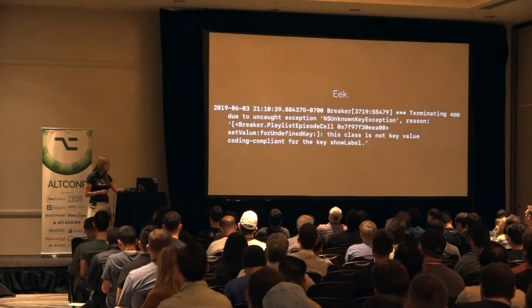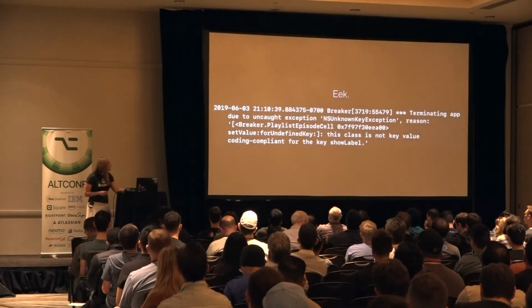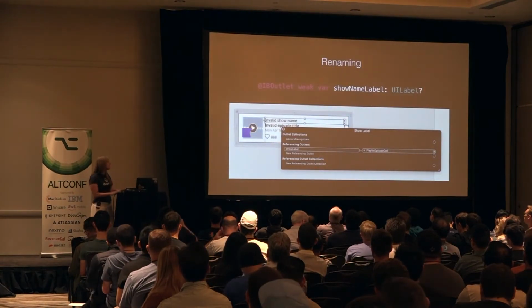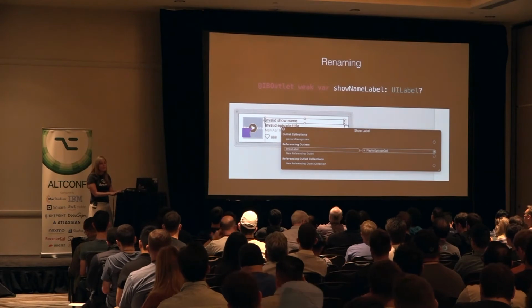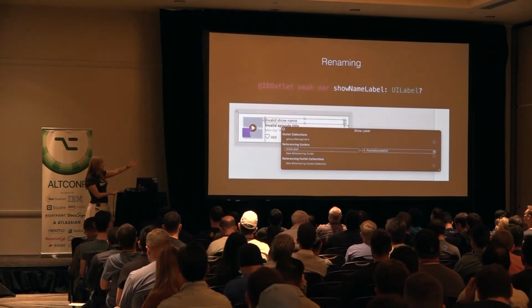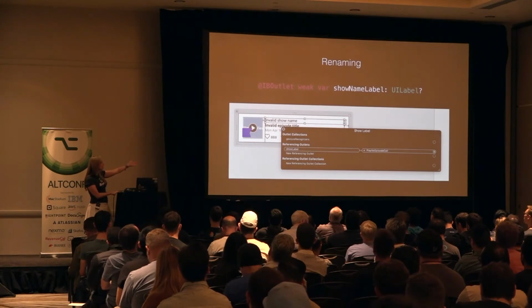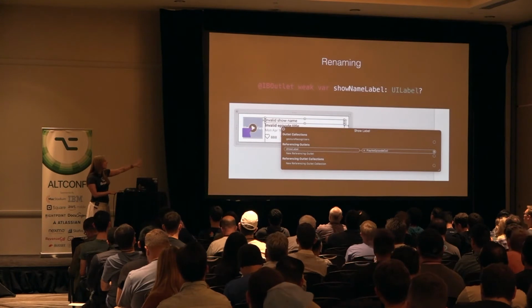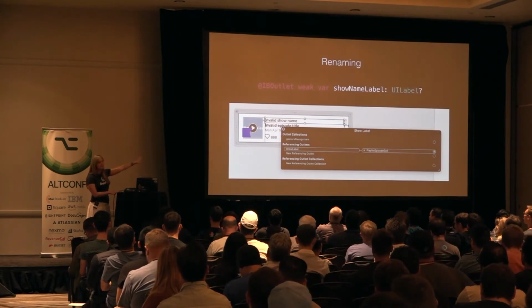And this is the crash you get, which is pretty gross. And then here's an example. This is probably the most common reason this happens: you're just renaming things. So I changed, you can see the outlet expects something called show label, and I've changed it to be more specific, show name label. But now my outlet is connected to something that doesn't really exist because I've changed the name.